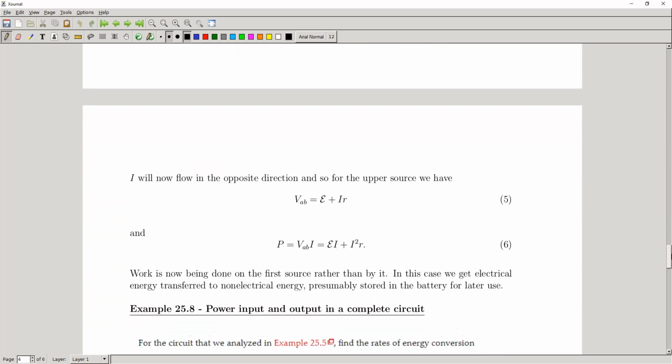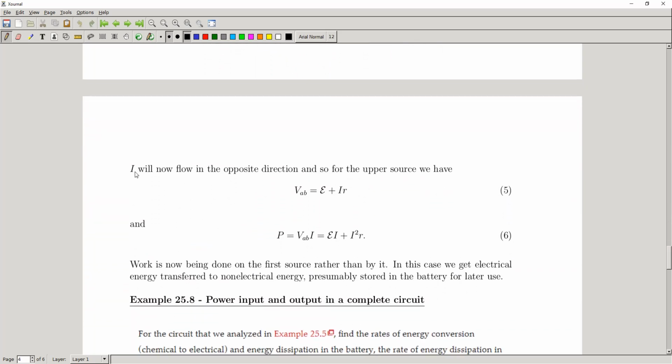Well, so as we said, I is now going to flow in the opposite direction, and so for the upper source, we're going to end up having a VAB, a potential difference across the two terminals, which is going to be equal to our EMF, but now it's going to be plus the internal resistance times the current. Why is this? Because usually we have the EMF working against its internal resistance to put power out of the battery, or I guess you can think of it in those terms.